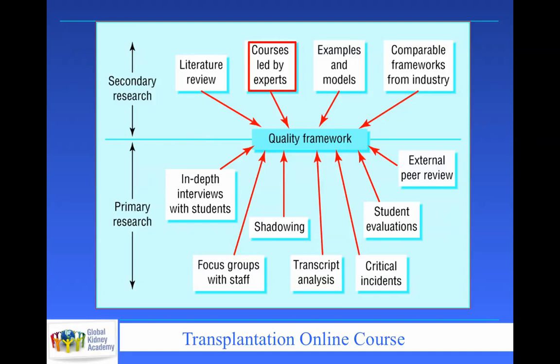Literature review, so that's more of an independent approach. The previous one is information given to you. Critical incident, student evaluation by a senior, shadowing and following a senior, and so on and so forth. But the secondary approach is your own individual search for evidence. So literature review, and that's what we'll focus on, how to retrieve the best evidence from the literature. Course given led by experts, like the course you're enrolled on, whether it's a nephrology online course or a transplantation online course. Example and models.